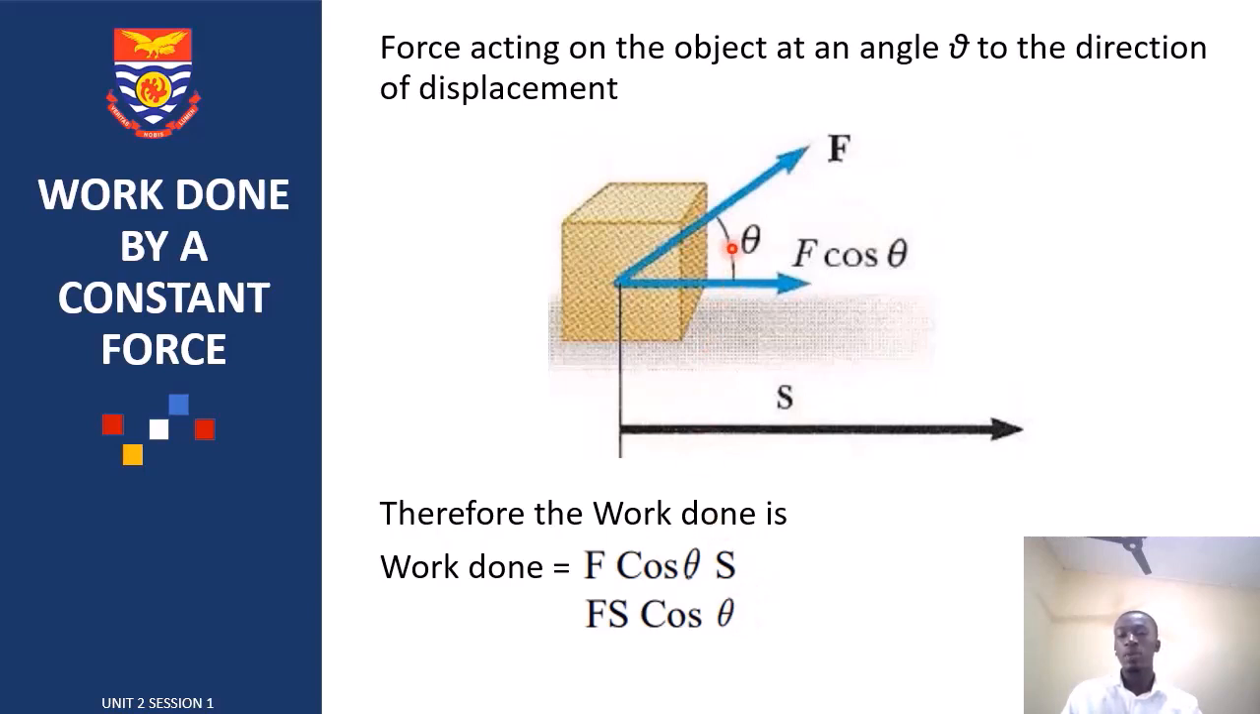But in case it doesn't form any angle and it moves just straight like this, the angle is 0, and we are still going to get force times displacement, because the cos of 0 is 1. Then we're just going to get Fs, that's the force times the displacement. But in case the force acts at a particular angle, say theta, then we have to put the angle into consideration, so our work done becomes F cos theta times the displacement s, or the force times the displacement times cos theta.